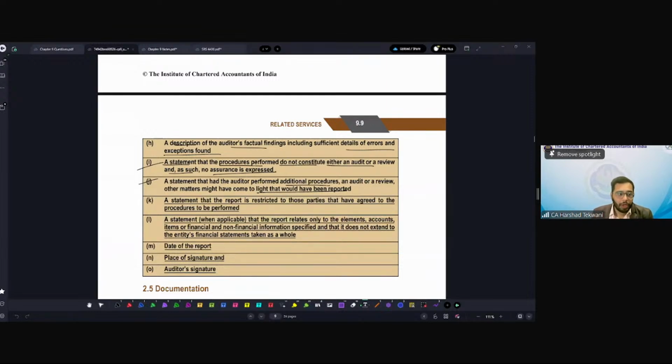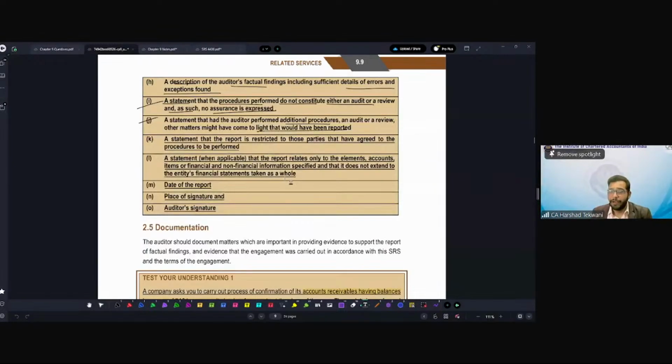So this is your SRS 4400, that is, engagement on agreed upon procedures.